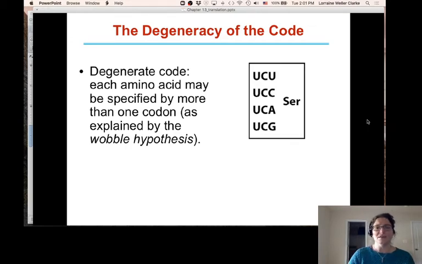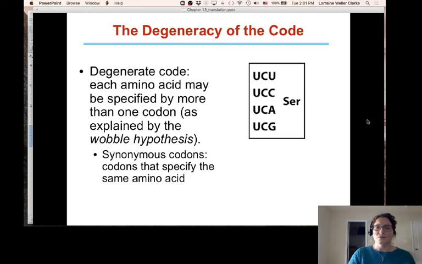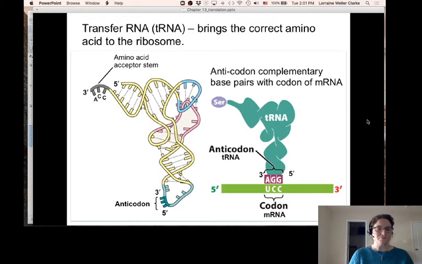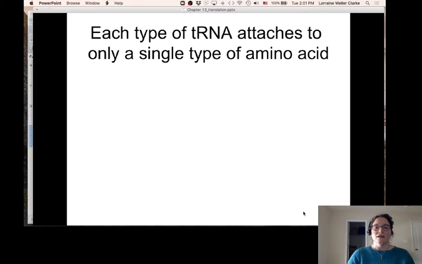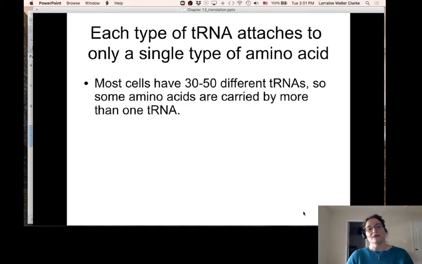All right. So we talked about the degeneracy of the code already. Each amino acid may be specified by more than one codon. Synonymous codons can specify the same amino acid. Transfer RNA overall brings the correct amino acid to the ribosome. Its anticodon has complementary base pairs with the codon of mRNA. And each type of tRNA attaches to only a single type of amino acid, okay?